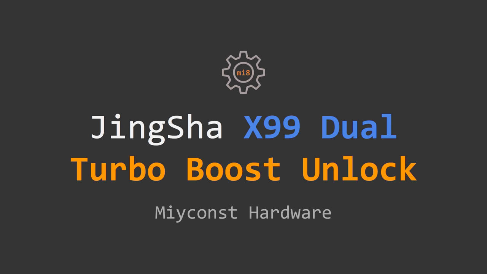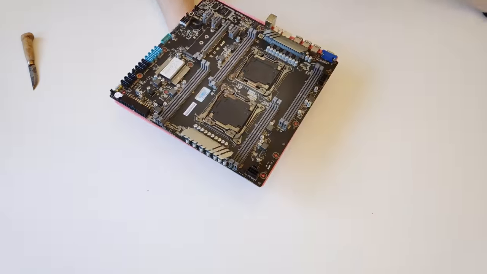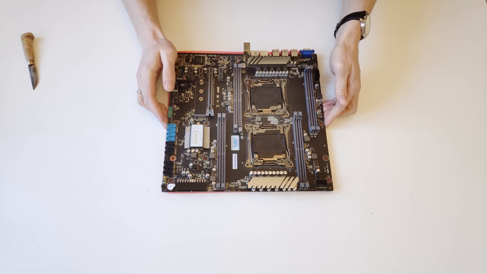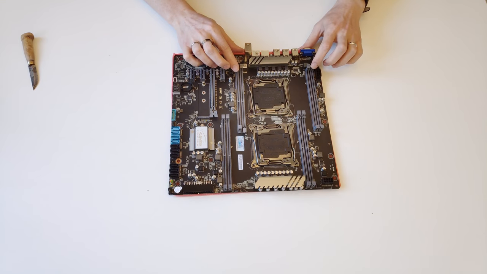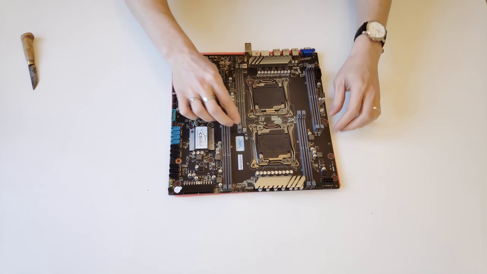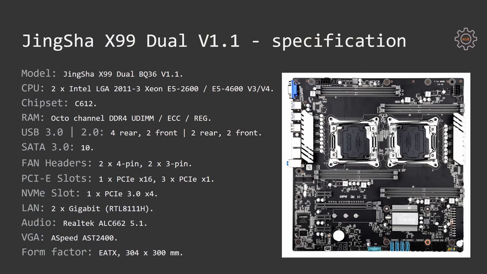Welcome to Mikon's Hardware. In this video, I'm going to unlock Turbo Boost on JingSha X99 dual socket motherboard using two Xeon E5-2650 V3 CPUs. I have already provided detailed test results of JingSha X99 dual in the previous video, but for those who are interested, you can see detailed specification on your screen.